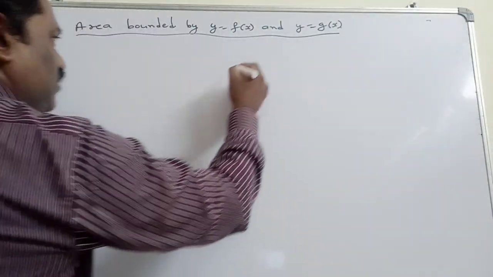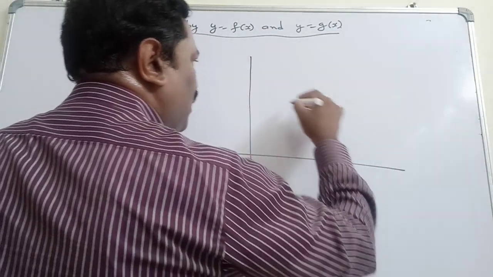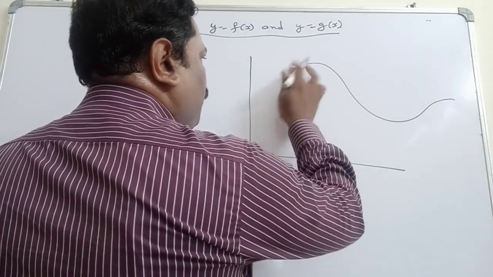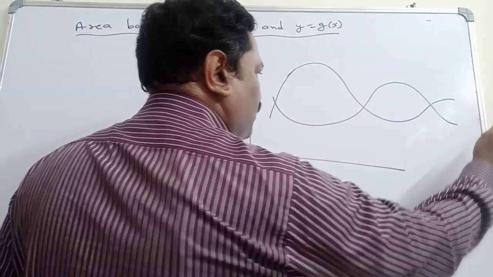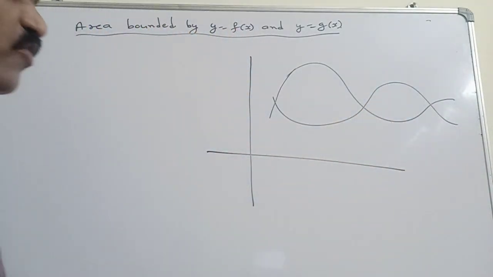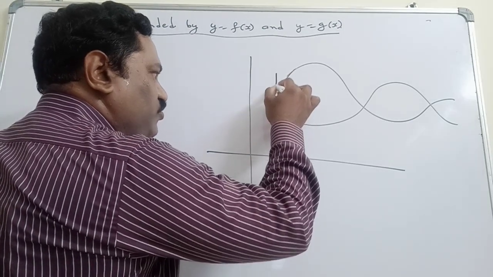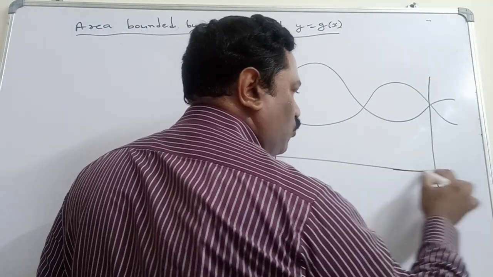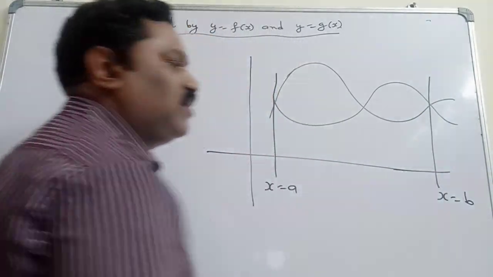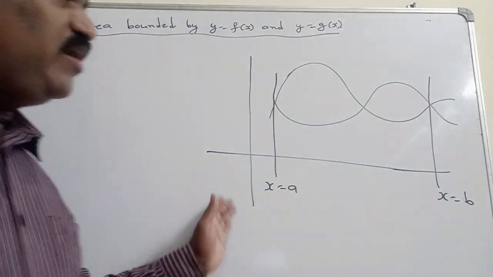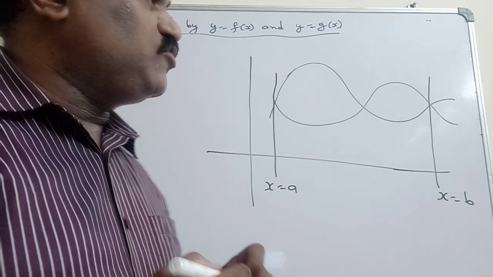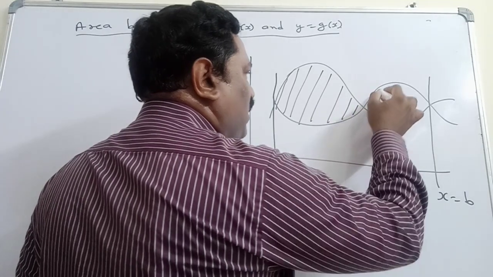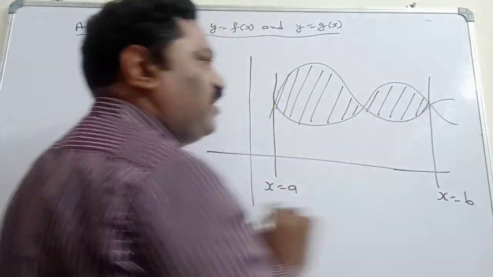Suppose y is equal to f of x is the curve, if you draw the graph of that, suppose the graph is like that, and y is equal to g of x is another curve, suppose the graph of this is like this. I want to find the area bounded between them. Suppose the first point of intersection has x coordinate x is equal to a, and the last point of intersection is x is equal to b. I want to find the area bounded between x is equal to a and x is equal to b between the two curves, meaning I want to find this area, and as well as this area also. This entire area I have to find.